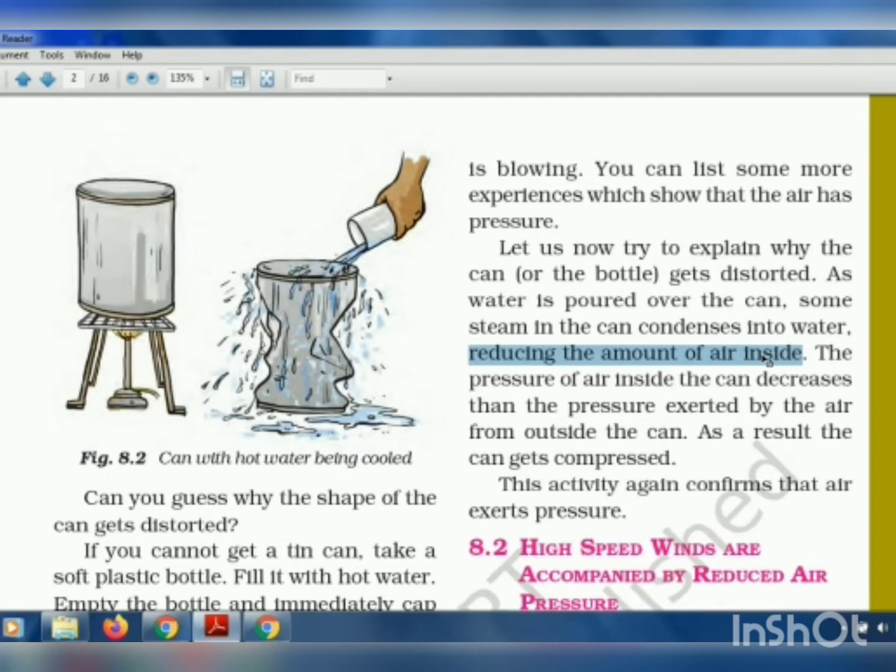So the amount of air inside the can decreased, and because of that, the pressure of the air inside the can decreases, but the pressure that is outside the can is more as compared to the pressure of the air inside the can. And because of that, what happens? The outer air pressure pushes the can inside, and that is why the can becomes compressed or squeezed.